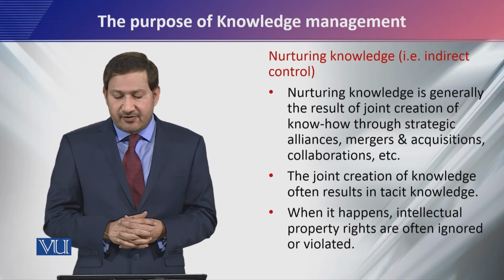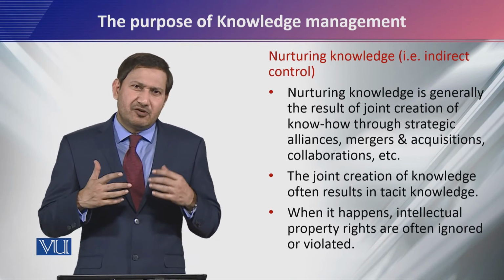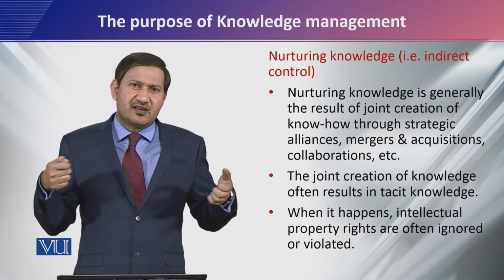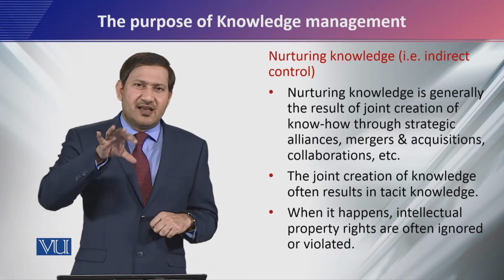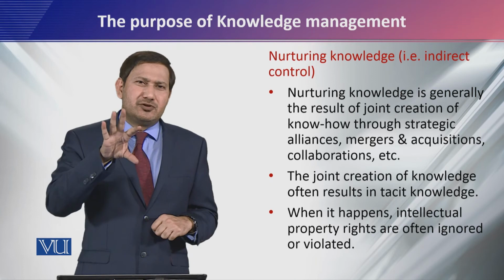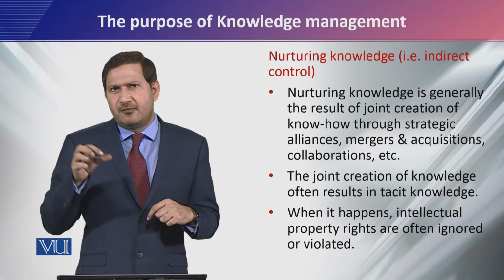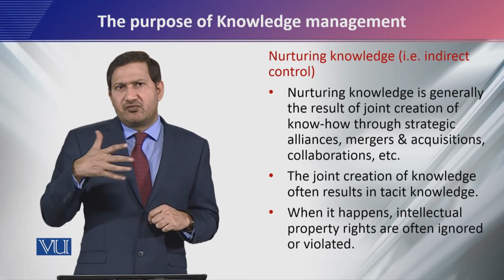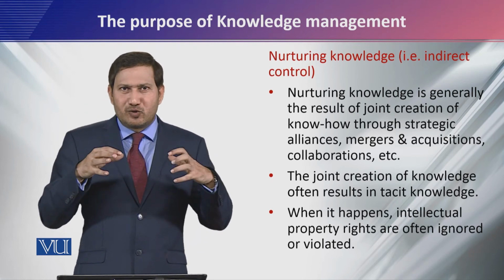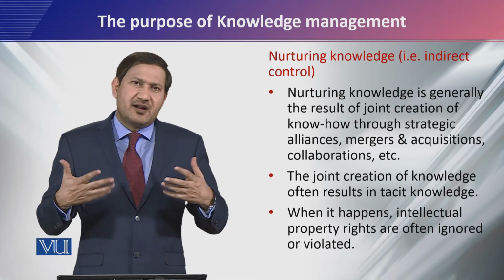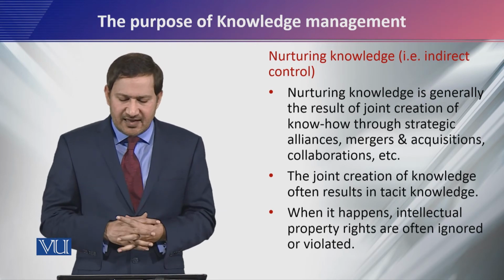That is indirect control, or the indirect sharing of that knowledge. The joint creation of knowledge often results in tacit knowledge. When people learn from other companies, or work in joint ventures with other companies, when two companies are working together on the same project, particularly pharmaceutical companies, other manufacturing companies, or software engineering companies, for example people working on a GPS system or a satellite system, they form a kind of tacit knowledge which resides inside the people and cannot be transferred very easily.